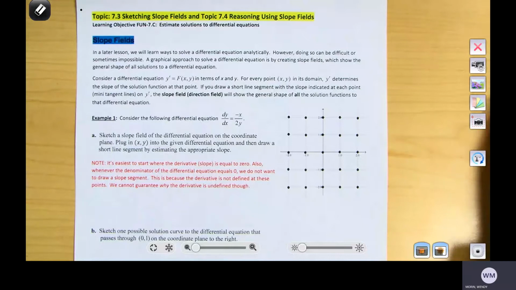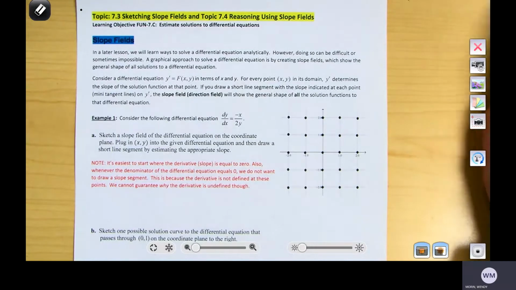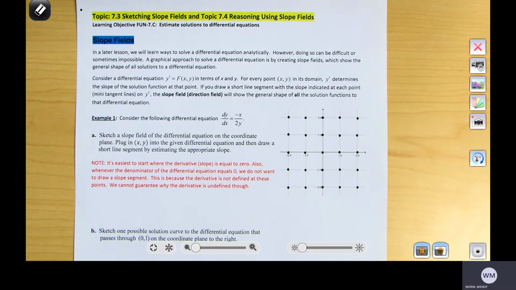Okay, welcome back. Today we are going to talk about the next two sections, 7.3 and 7.4, which have to do with slope fields. We are going to estimate solutions to a differential equation, where before we were given solutions and asked to check to see if they were solutions. Now we're going to try to estimate solutions.